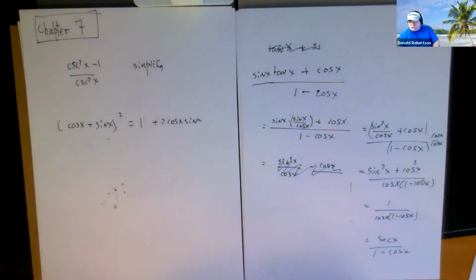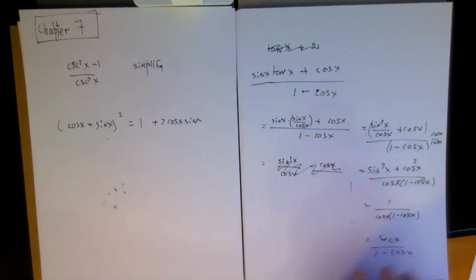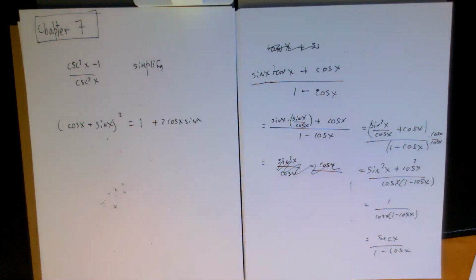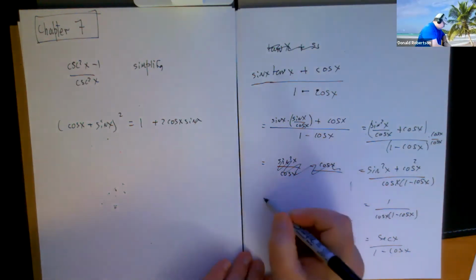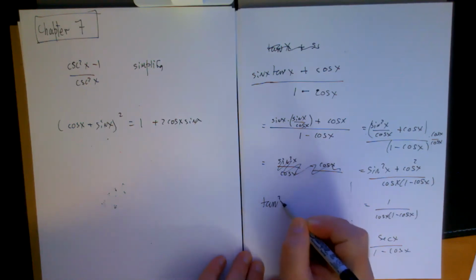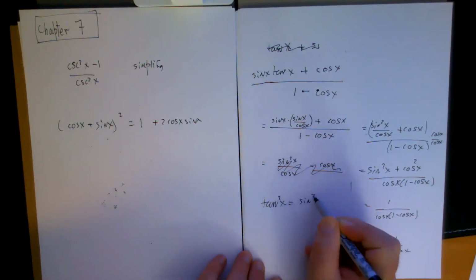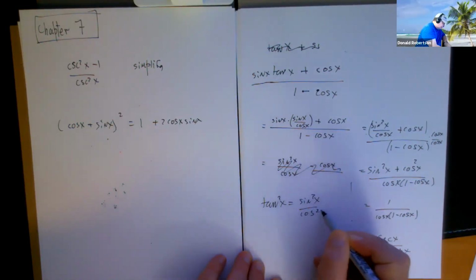But there's no way easily to fix the next part. So I guess I'm finished. I have a question. Yes. If the equation said tan squared x, would you transfer that to being sine squared x over cosine squared x? You would indeed do exactly that.